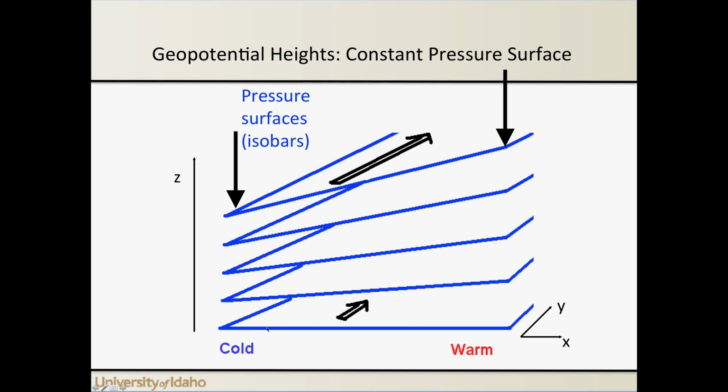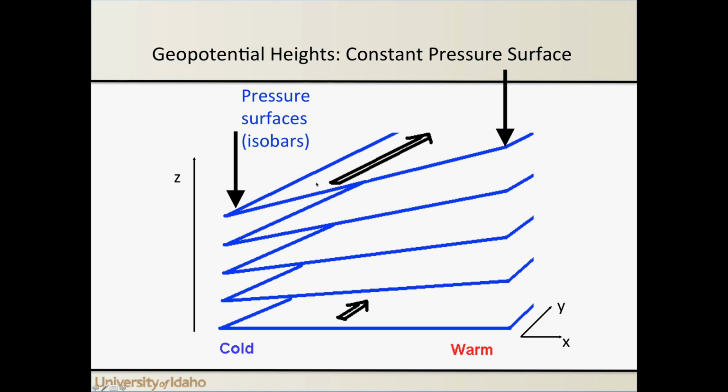On this graph, we have these five different pressure surfaces. Initially, at the pressure surface at the bottom here, we have no gradient or no slope between the warm and the cold air. But what happens is as we go higher and higher up to different pressure surfaces, the slope between that warm air and the cold air increases.